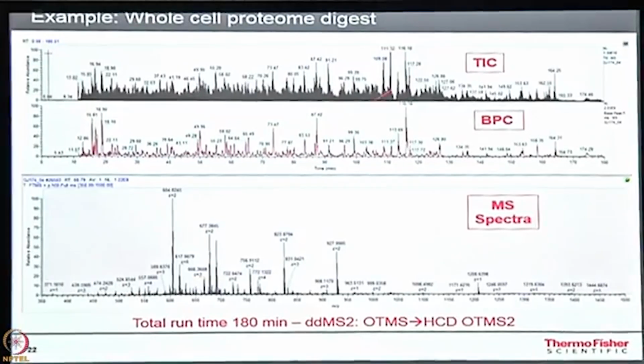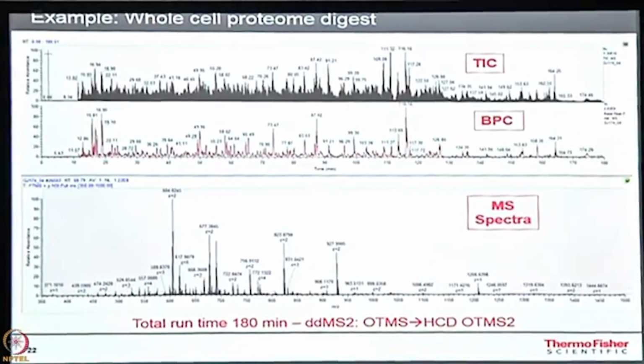So here is a window where you will see the first off is a whole cell lysate run for 120 minutes. We run a DDMS2 method. We do OT MS and HCD also in Orbitrap. MS2 is also detected in Orbitrap. We are not using the ion trap here. It's a 180 minutes run.